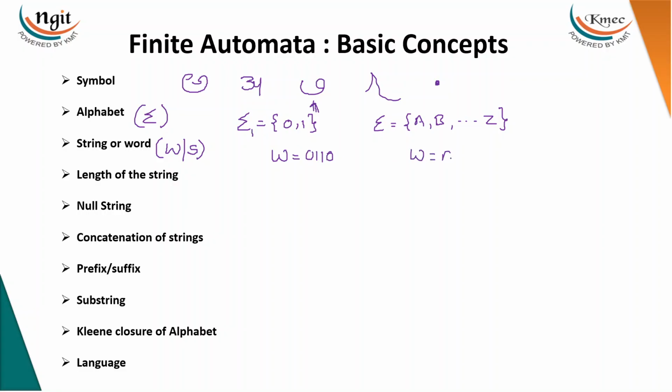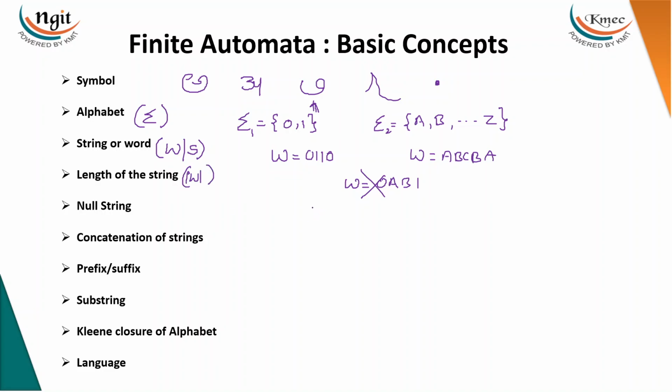I can say that A, B, C, B, A, something like this. This is derived from the alphabet too. But if I write something like 0, A, B, this is not a string because we have taken the symbols from two different alphabets. That is not allowed.